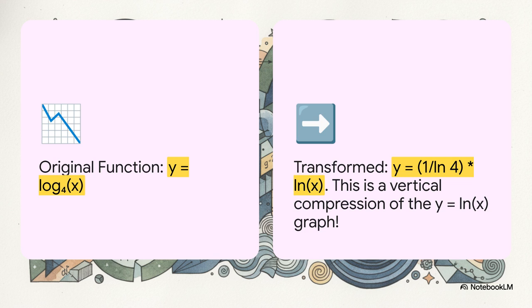And what that means is that the graph of log base 4 of x is really just the normal natural log graph, but it's been vertically squished by a factor of about 0.72. It shows that all these different log graphs are just transformations of each other.